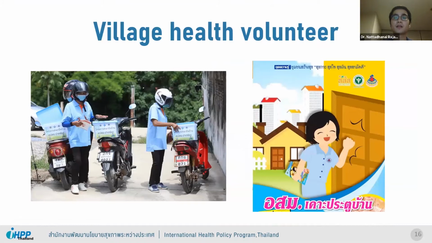These are the village health volunteers at work. On the left, village health volunteers delivered drugs to patients' homes by their own motorcycle. And on the right is the cover of the Operation Door Knock Manual written in Thai.